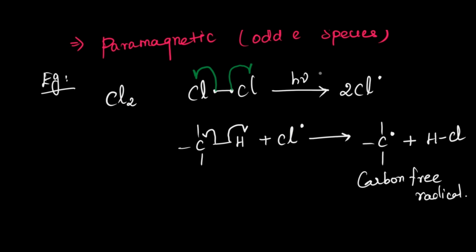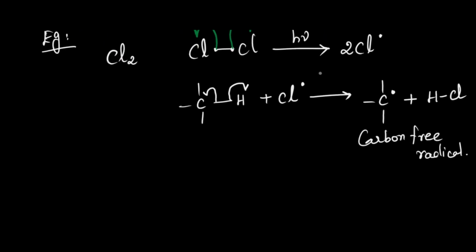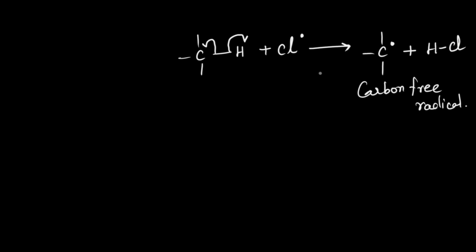Okay, so in these species the carbon is having an odd electron, please remember, and this is paramagnetic, not having any charges. What about the hybridization of these compounds? What about the hybridization of this carbon free radical?